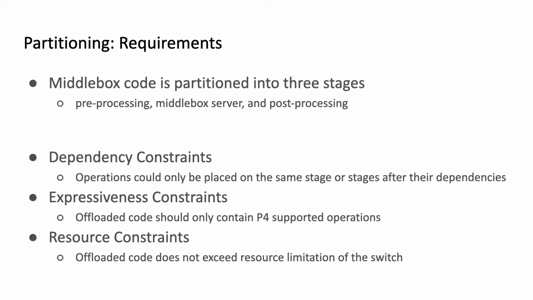The second requirement is that we need to meet all the expressiveness constraints. This means that the offloaded code, which is the code that is partitioned to the pre-processing and post-processing stages, can only contain code that can be supported by the programmable switch. The last requirement is that we need to meet all the resource constraints, which means that the offloaded code does not exceed the resource limitations of the programmable switch.